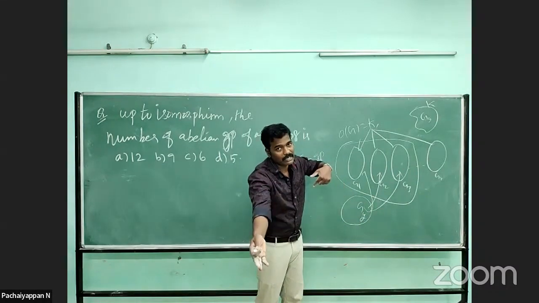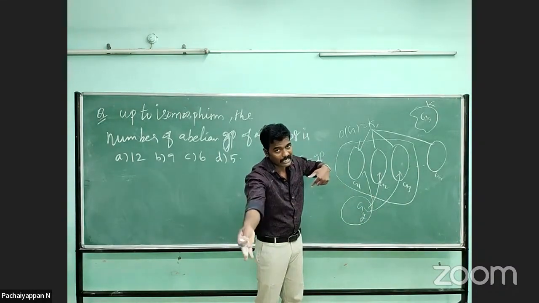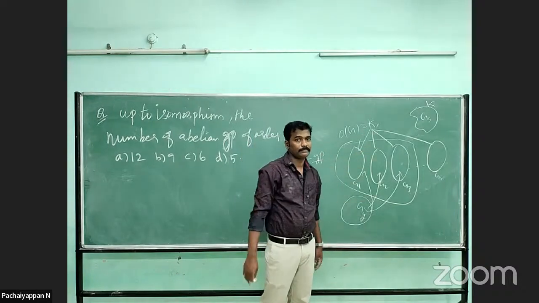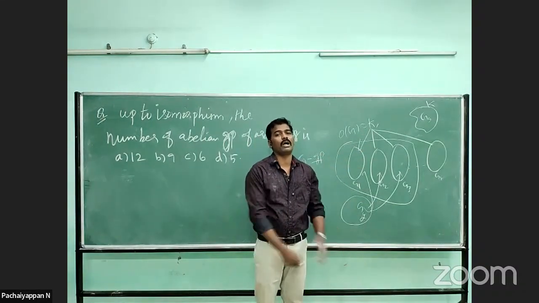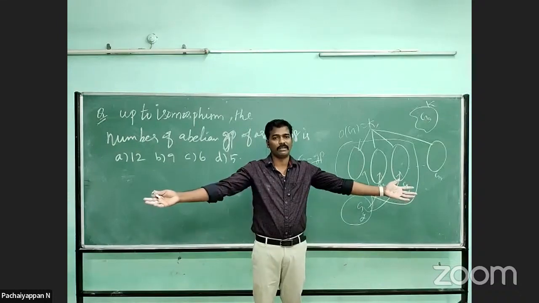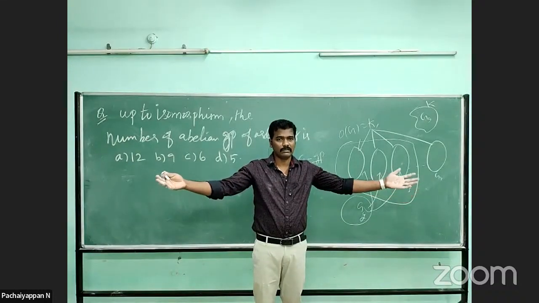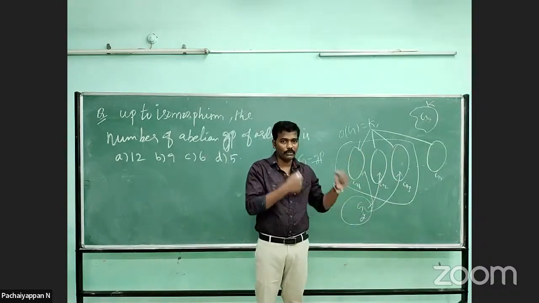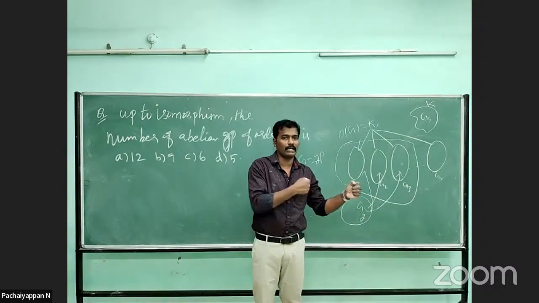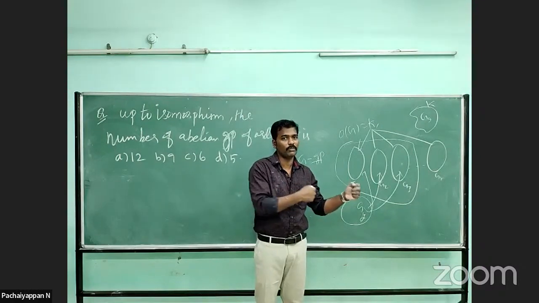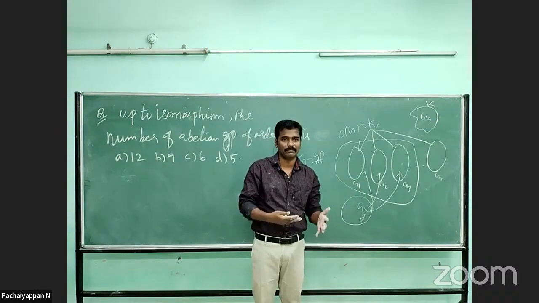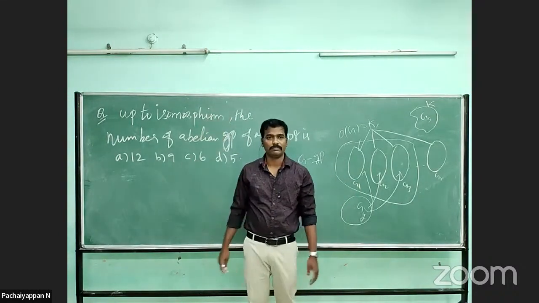You take any group of order K, which is isomorphic to me, or this one, or that one. Up to isomorphism means a lot of groups are there of order K. Among the lot of groups, we try to collect a few groups. The few groups are each non-isomorphic to each other. So how many non-isomorphic groups are there of order K? That is up to isomorphism.